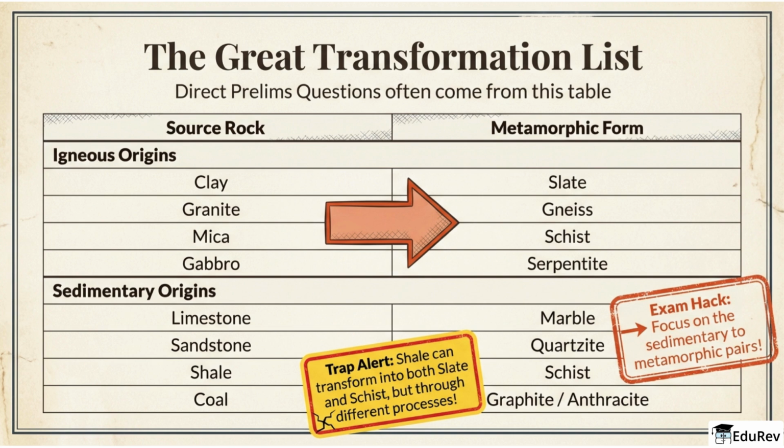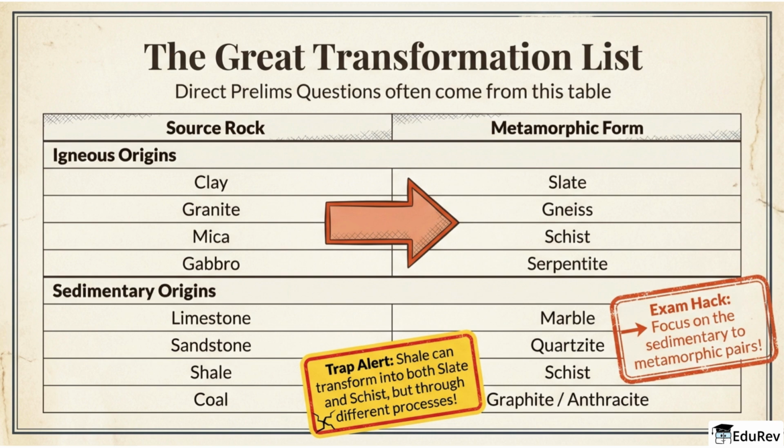Now the exam hack on the slide tells you a smart priority. Focus on the sedimentary to metamorphic pairs. Those are asked more frequently. And the trap alert is the key confusion. Shale can transform into both slate and schist, but through different processes. This is where toppers do one thing. They do not learn the table as a list. They learn it as pairs that can be reversed in the question.